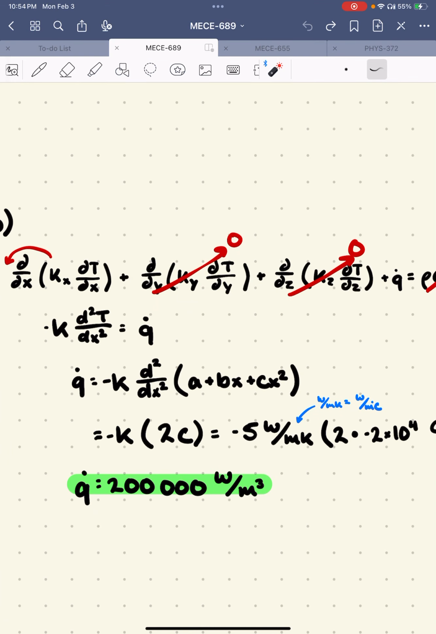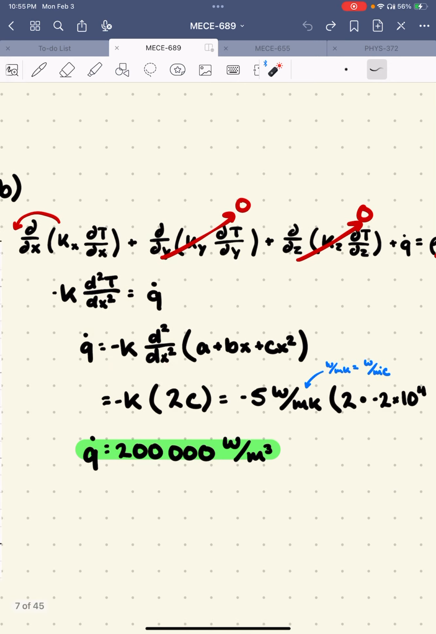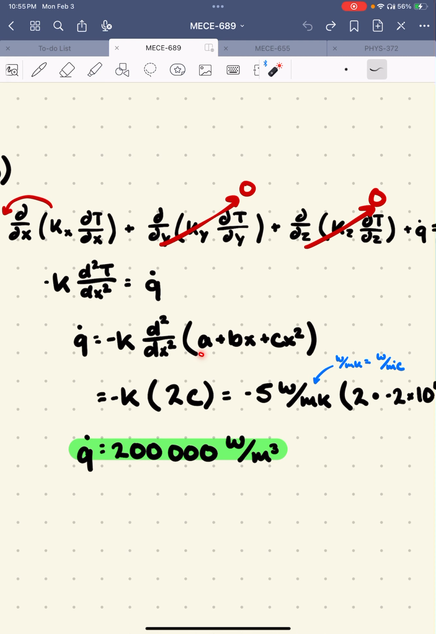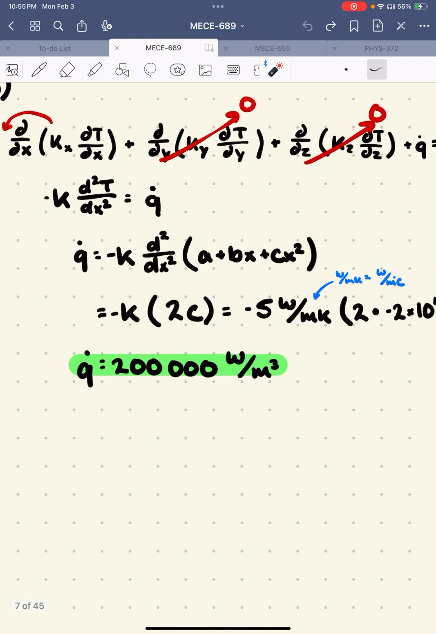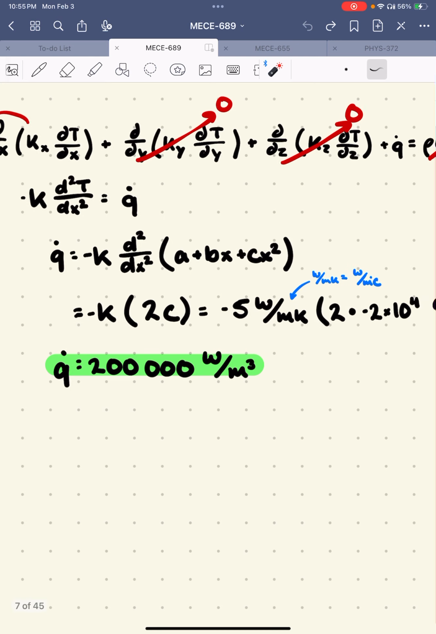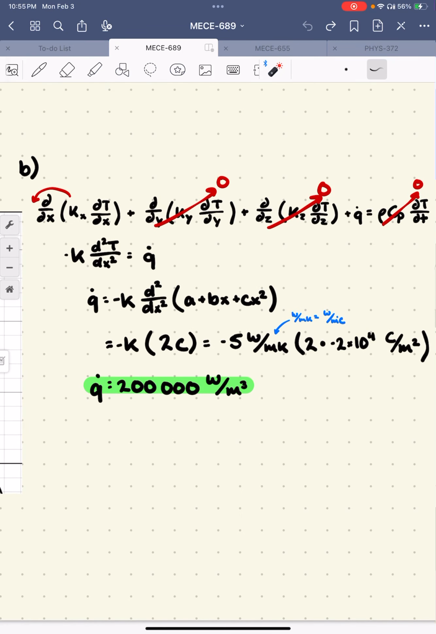In this simplified version, we know that Q dot is equal to negative k times the second derivative of temperature with respect to x. And we know the temperature distribution is given by this equation here. So when taking the second derivative of it, we get negative k times 2C is equal to Q dot. Plugging this in, we get that Q dot is equal to 200,000 watts per meter cubed.